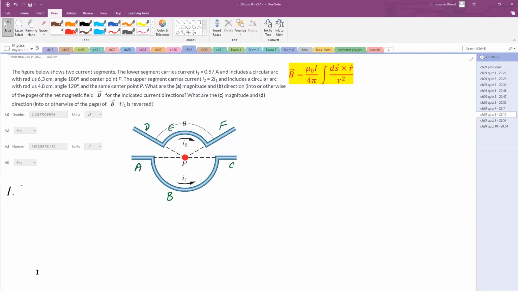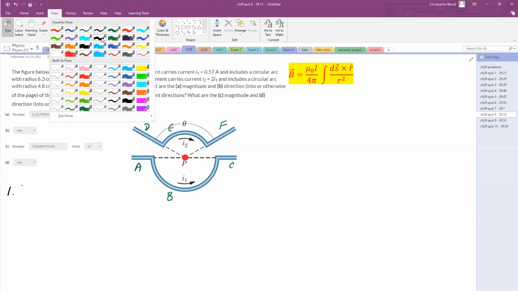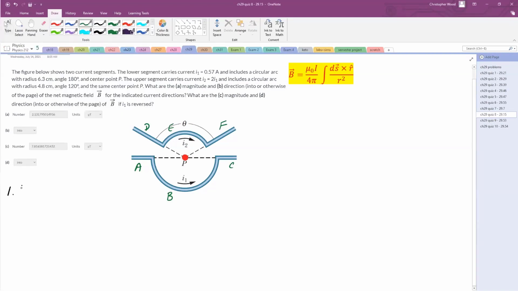All right, so what is the magnetic field at point P, where Probert is standing, due to all of those wire segments? I'm going to say the magnetic field contribution from A is the same as from C, is the same as from D, is the same as from F. And they all equal 0.